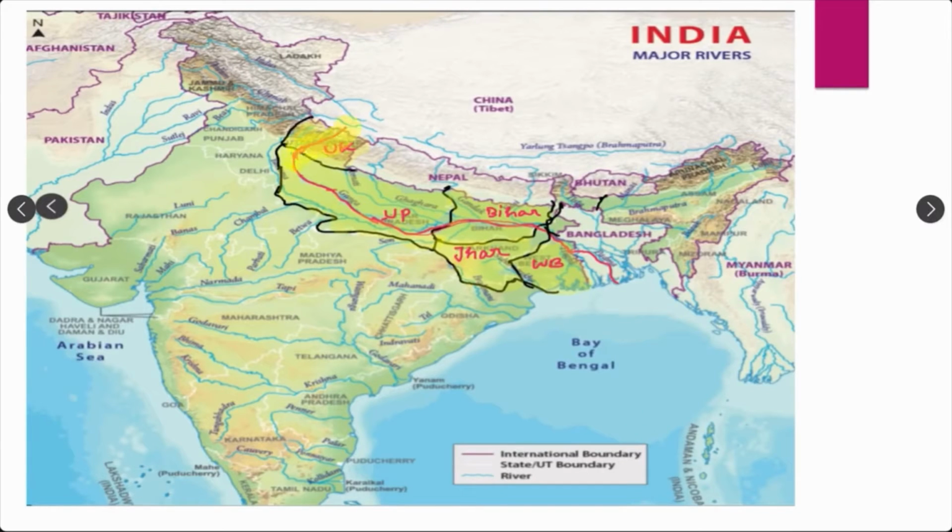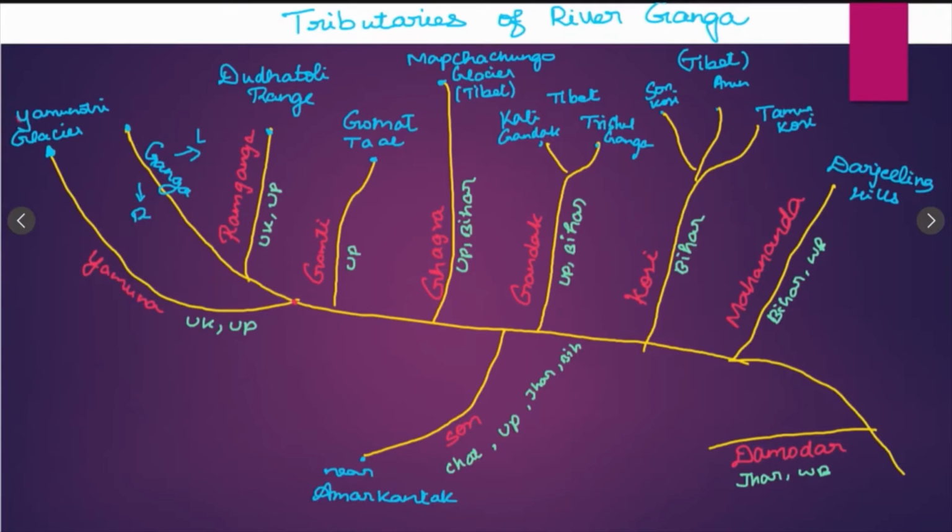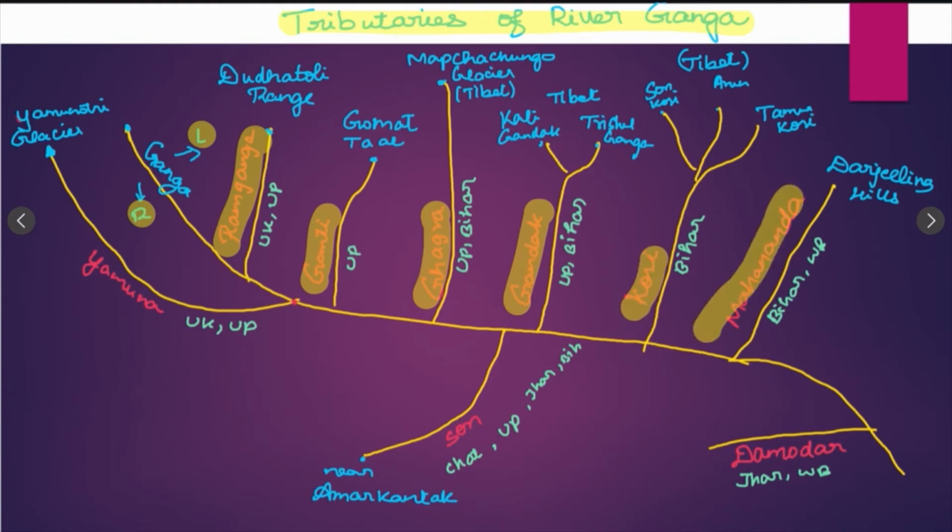Ganga originates from Uttarakhand, enters UP, Bihar, Jharkhand, West Bengal, Bangladesh and finally drains into the Bay of Bengal. Now let's learn about the tributaries of river Ganga. We should know about its left bank tributaries and right bank tributaries. Major left bank tributaries of river Ganga are Ramganga, Gomti, Gagra, Gandak, Kosi, Mahananda. Major right bank tributaries of river Ganga are Yamuna, Son, Damodar.